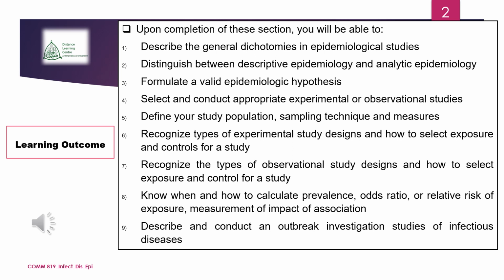Then 6. Recognize the types of experimental or observational study designs and how to select your exposure and control for a study. Then 8. Know when and how to calculate prevalence, odds ratio, or relative risks of exposure and measurement of impact of an association or attributable risks. Then finally, you should be able to describe and conduct an outbreak investigation of infectious disease.